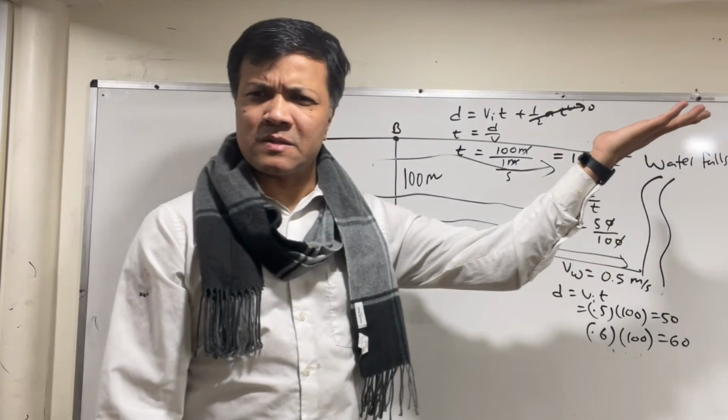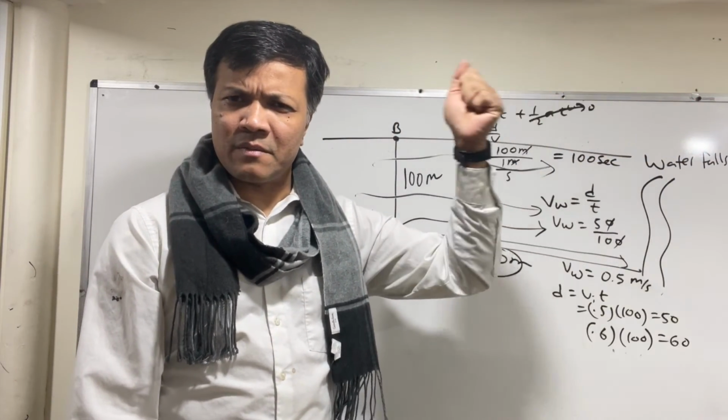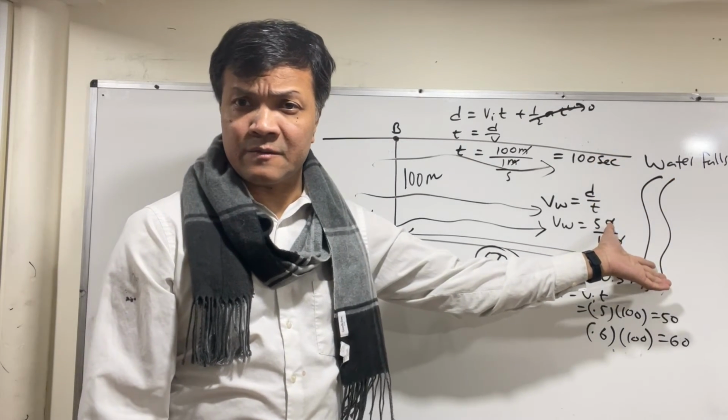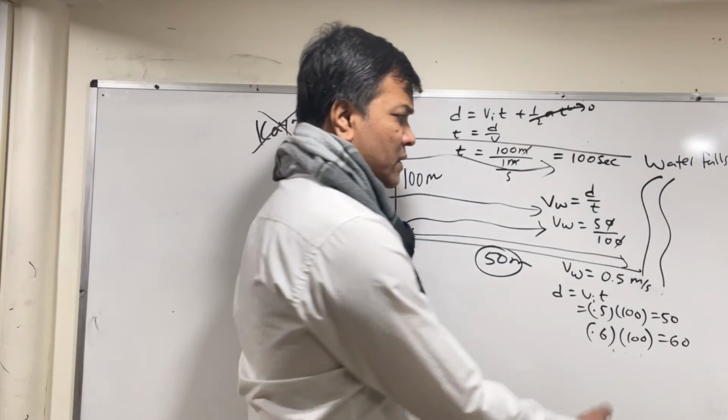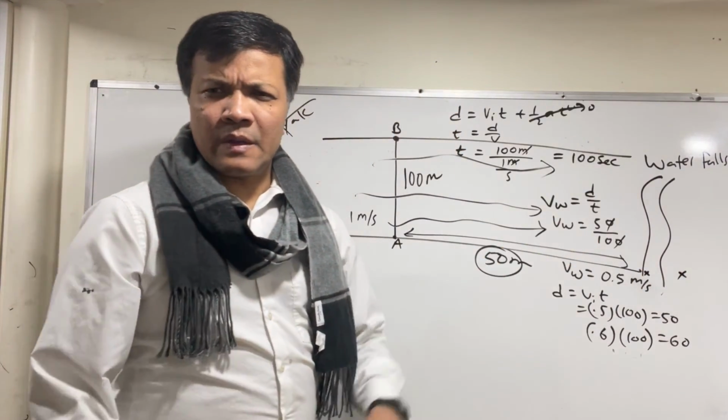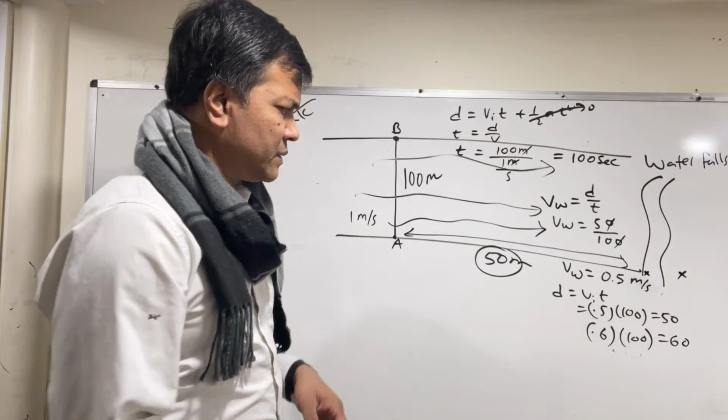If the water velocity is a little bit more than 0.5, say 0.51, then he will die because he will be inside the waterfalls. It doesn't matter whether at here or here, you die. So that's the scenario. Okay, good.